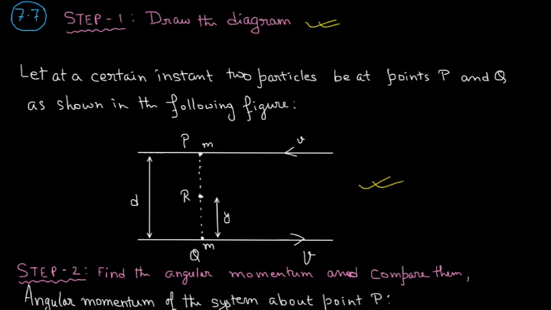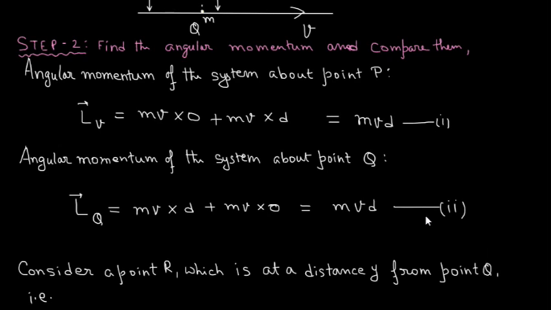So the next step is to find the angular momentum and compare them. Angular momentum of the system about P, Lp, is equal to mv multiplied by 0 plus mv multiplied by d. So it is equal to mvd. Angular momentum of the system about point Q, Lq, is equal to mv multiplied by d plus mv multiplied by 0, that is mvd. This is equation number 2.